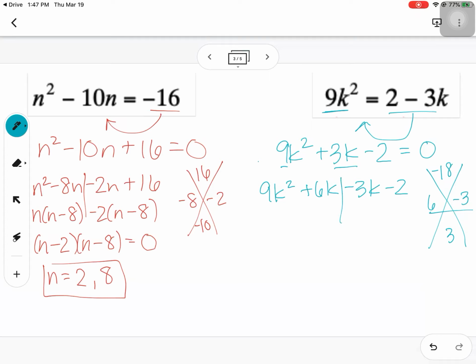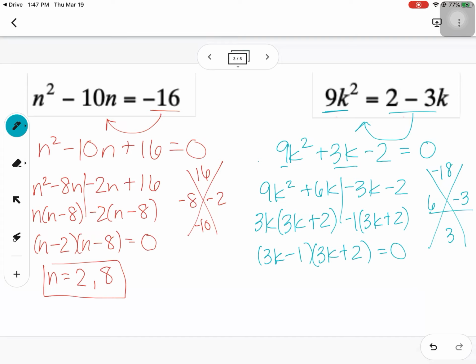It'll work either way. When we draw that line down the middle, from the first two, I can pull out a 3k, and that gives me 3k plus 2. From the back, I can't pull out anything except for a -1 because I need to switch those signs. And then again, one factor is the stuff that I factored out. The other is the stuff that we left behind.